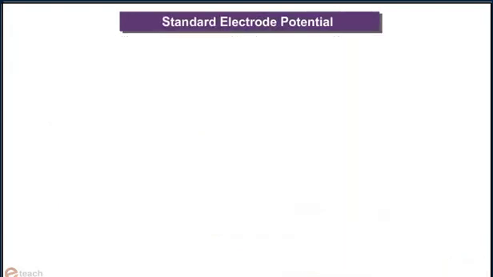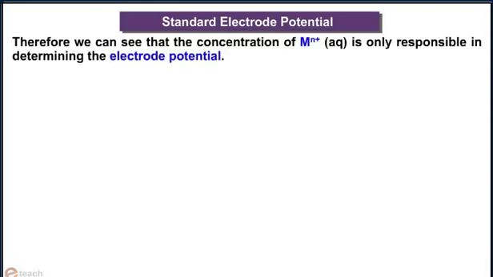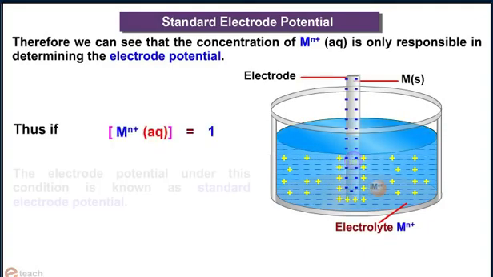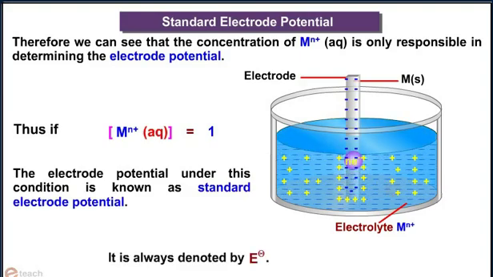Standard electrode potential. Whenever a solid species is considered, its concentration term will always be unity. Therefore, we can see that the concentration of M plus N is only responsible in determining the electrode potential. Thus, if concentration of M plus N equals 1, the electrode potential under this standard condition is known as standard electrode potential. It is always denoted by E naught.